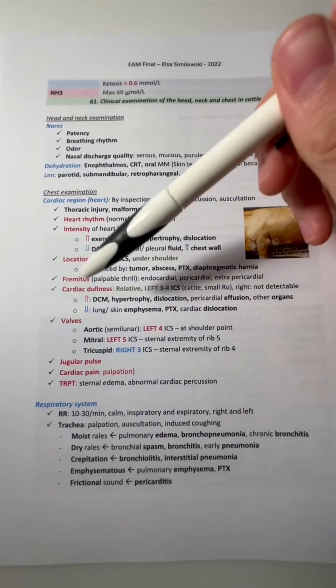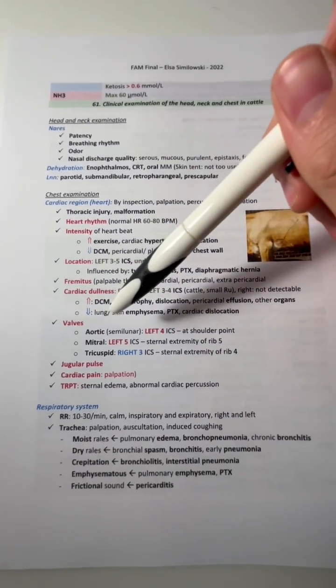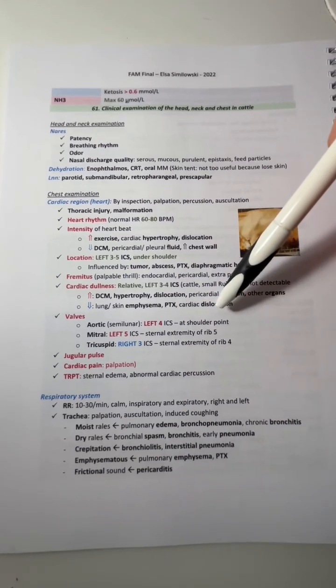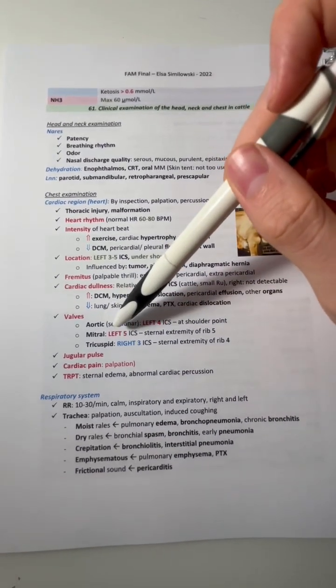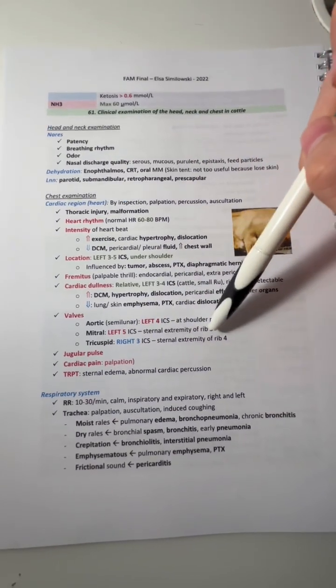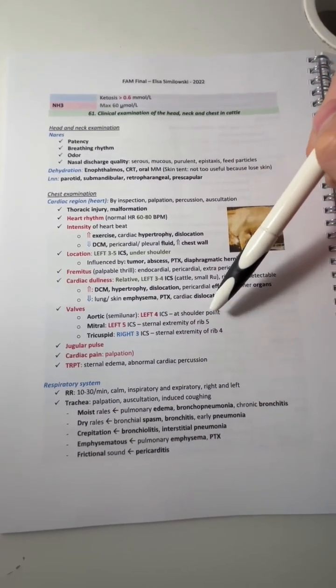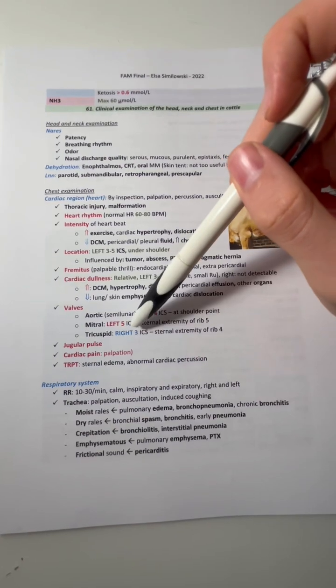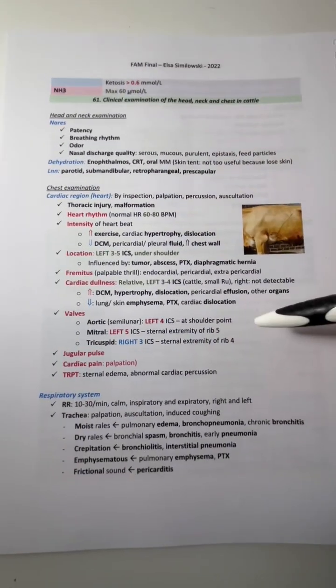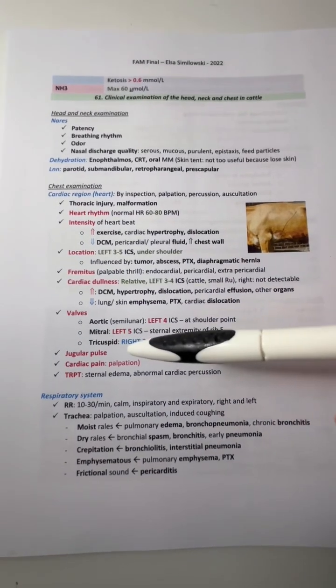In regards to the valves of the heart, the aortic valve is at the left 4th intercostal space, at the shoulder point. The mitral valve is at the 5th left intercostal space, at the sternal extremity of rib 5. And the tricuspid valve is on the right side at the 3rd intercostal space, at the sternal extremity of rib 4. You can also check the pulse by checking the jugular vein.